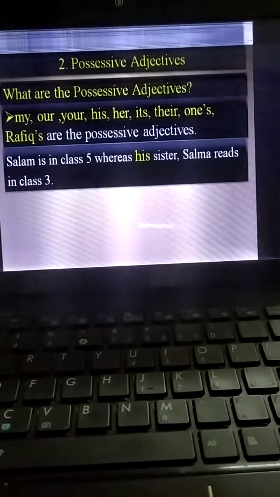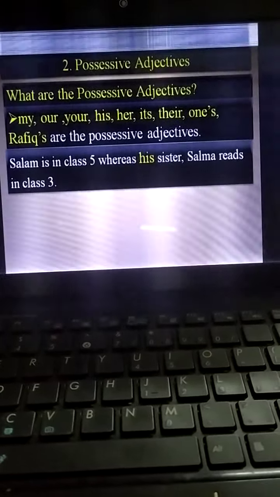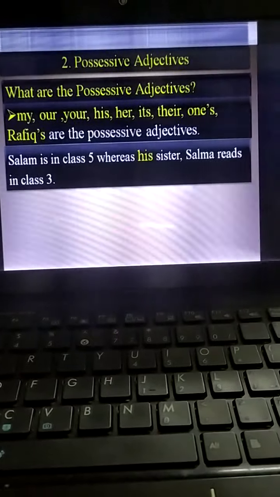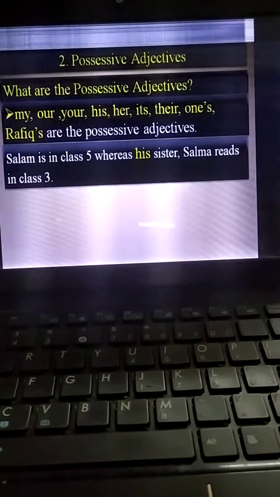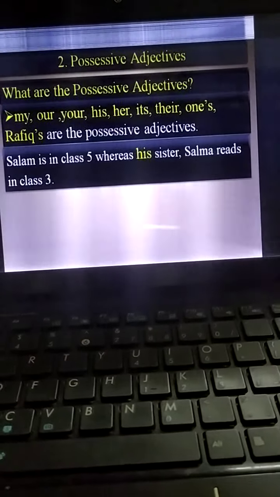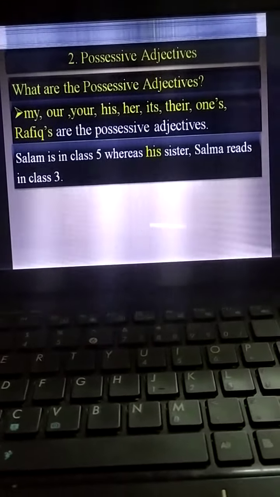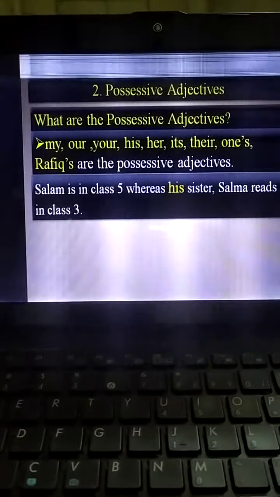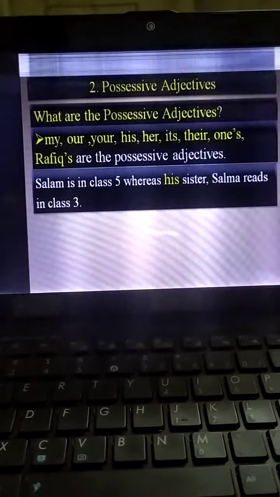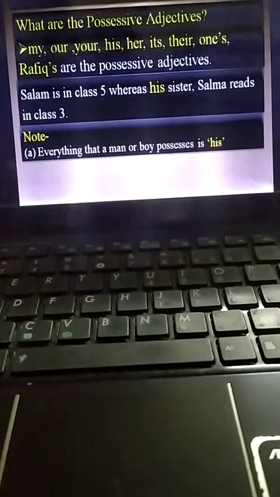A pronoun can be used as the subject or object of a sentence, but this is an adjective. Therefore, these adjectives are very useful in pronouns as well as in modifiers. If you are asked to use possessive adjectives, then you have to use these. There are some important notes you have to be very careful about where we use my, our, your, his, her, its, their, Salam's, Rafiq's, etc. These notes are very important.